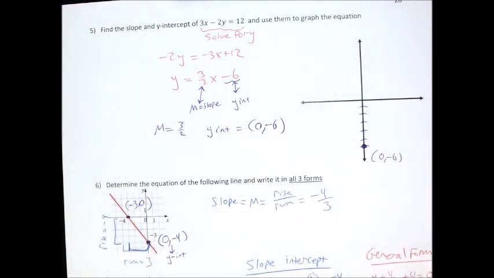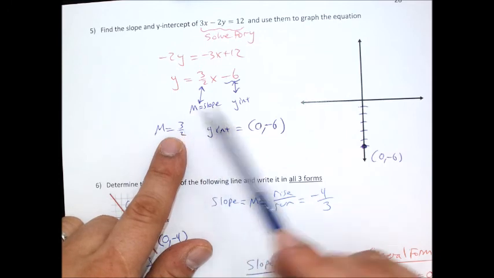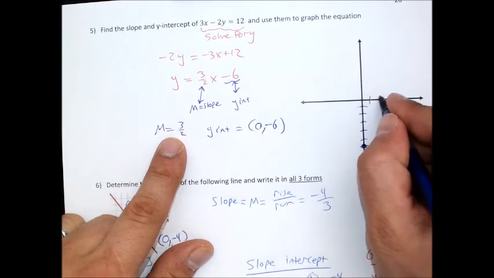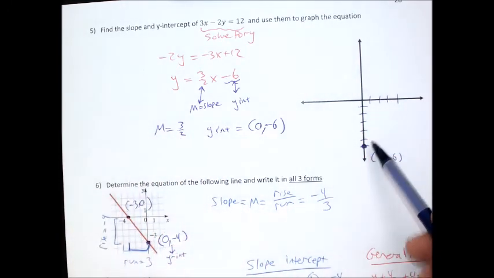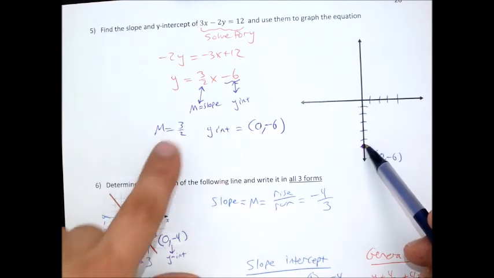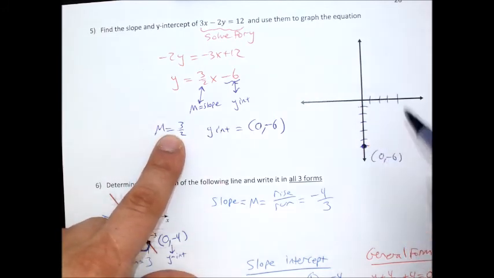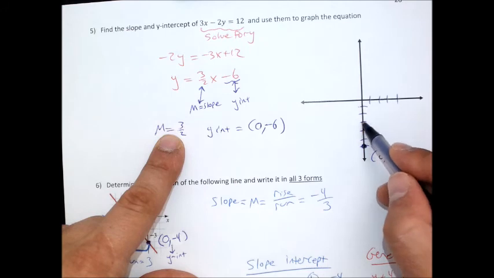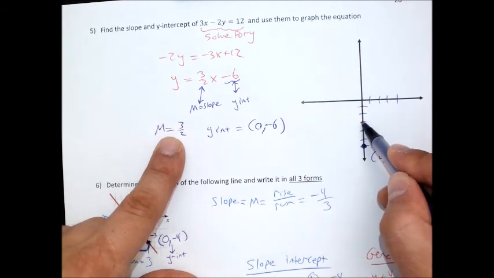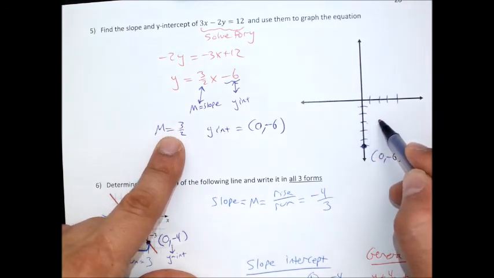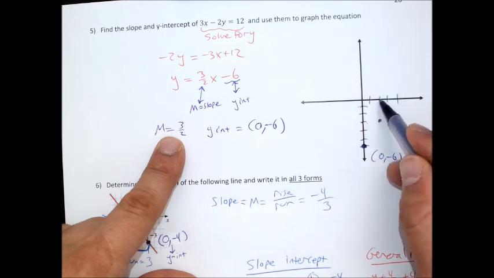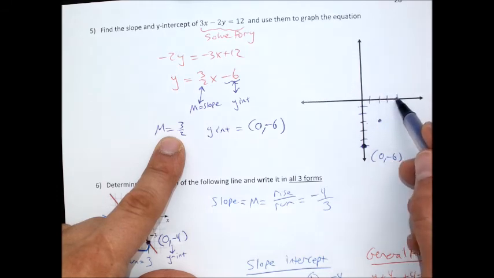And now I'm going to count the slope off. And so let me count out a couple of numbers here. So I'm going to count the slope off, and it's rise 3, run 2. So I'm going to rise 3, 1, 2, 3. And then I'm going to run 2, 1, 2. And I'll do it one more time. Rise 3, 1, 2, 3, run 2, 1, 2.